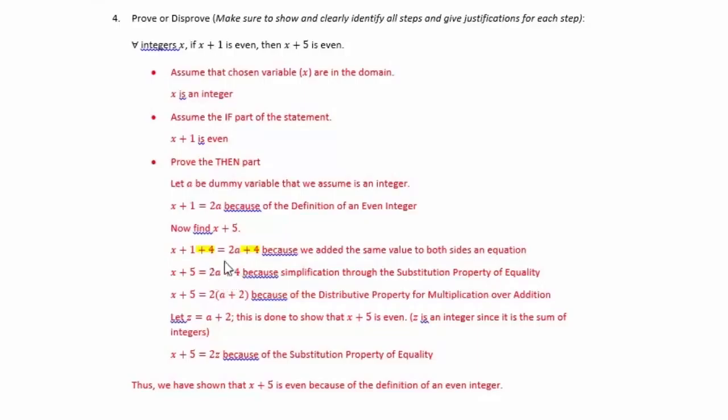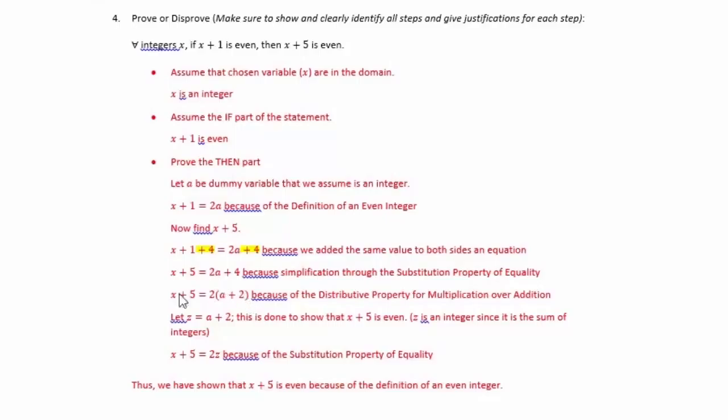is something that we have to transform into something that is an even integer. So I'm going to take this 2a plus 4 and factor it. And factorization is just basically the distributive property for multiplication, in this case over addition. So I'm taking out the 2, I'm left with a plus 2 inside of parentheses.